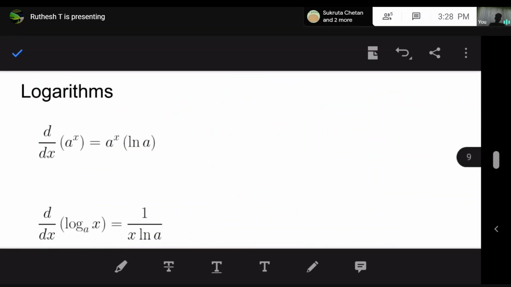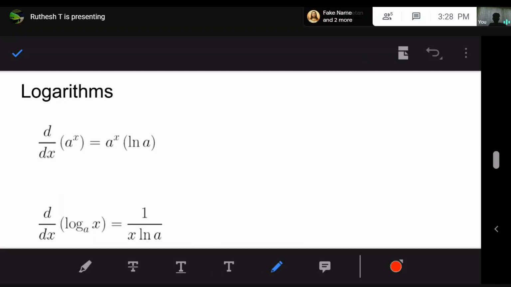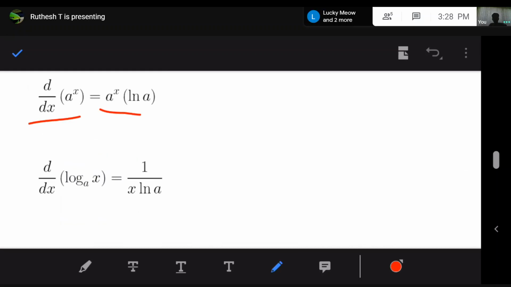So now let's move on to logarithms. So the derivative of a to the x is a to the x ln a, and derivative of log base a of x is 1 over x times natural log of a.